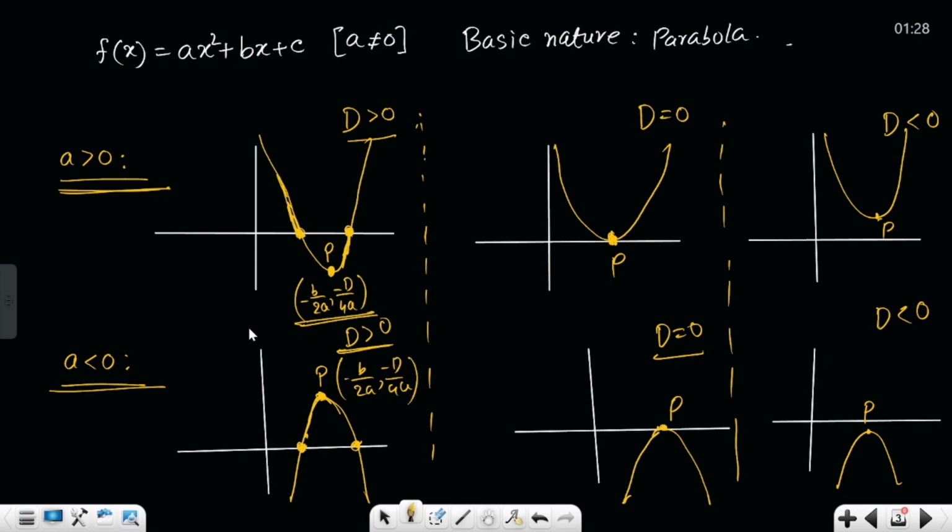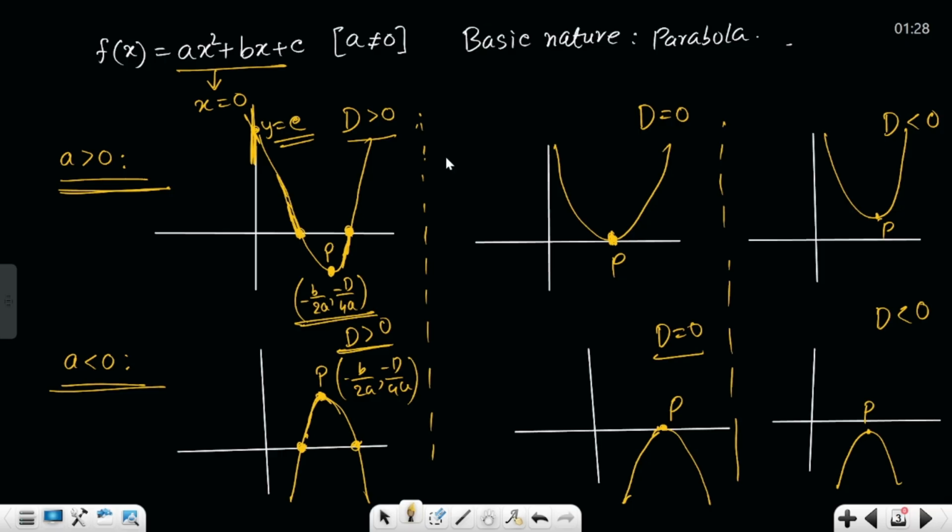Now there is one more point where it will cut the y-axis. It's very easy. Put x equal to 0, so you will get f(x) equal to c, f(0) equal to c actually. So if we extend the graph, it will cut the y-axis at y equal to c. It's very simple. So yeah, the main things are the coordinate of the vertex and the nature of the graph.